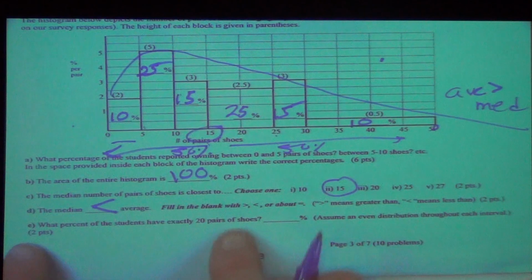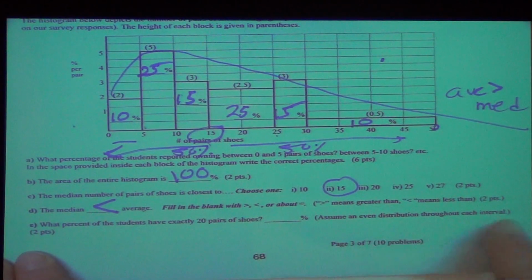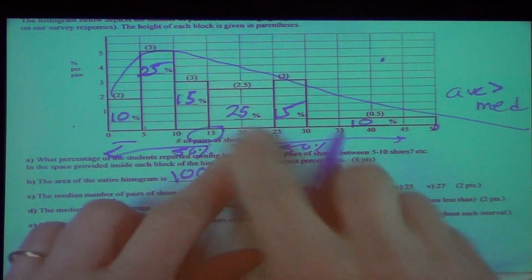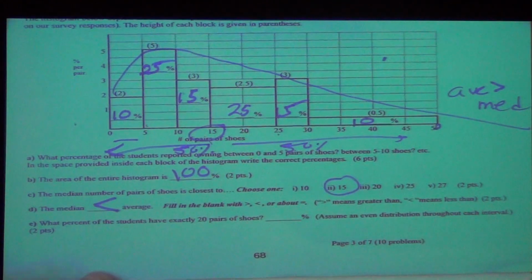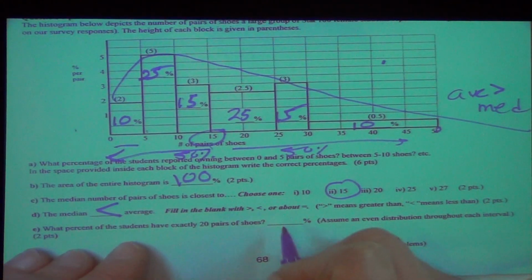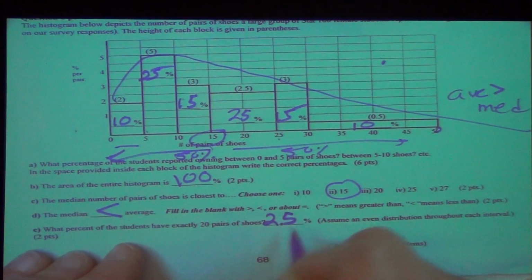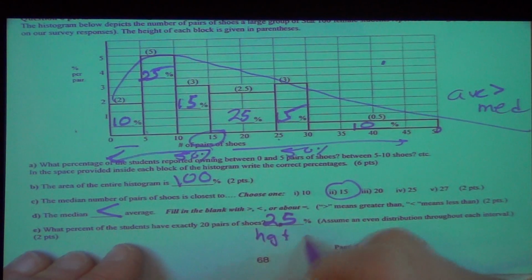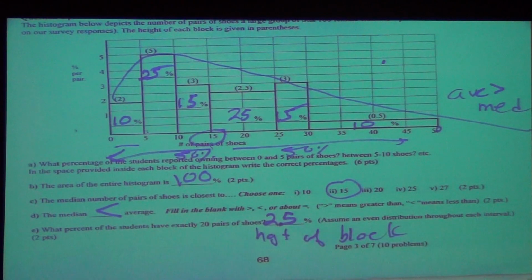That's why you're moving, okay? What percent? Assume an even distribution. As long as we're assuming that it's even through there. All right, so what's our answer here? 2.5 is the height of the block. All right, we did that one.